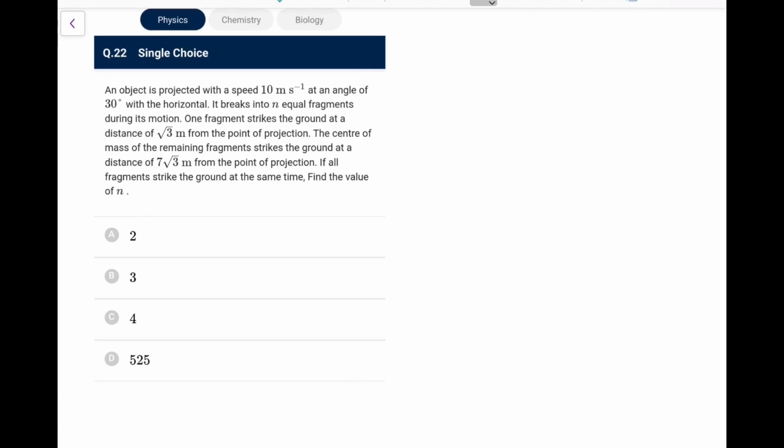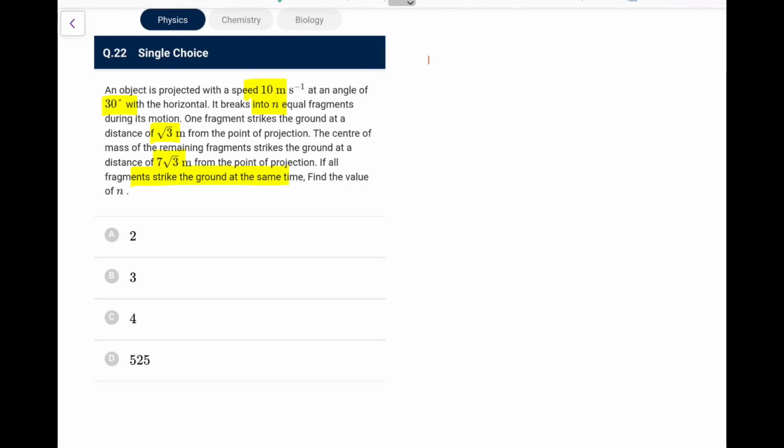The object is projected with a speed 10 at an angle of 30 with the horizontal. It breaks into n equal fragments. One fragment strikes the ground at a distance root 3 from the point of projection. The center of mass of the remaining fragments strikes the ground at a distance of 7 root 3 from the point of projection. If all fragments strike the ground at the same time, this is very important, because all are striking at the same time, the net CM will be at the original range. Find the value of n. So it's an easy one, no issues.